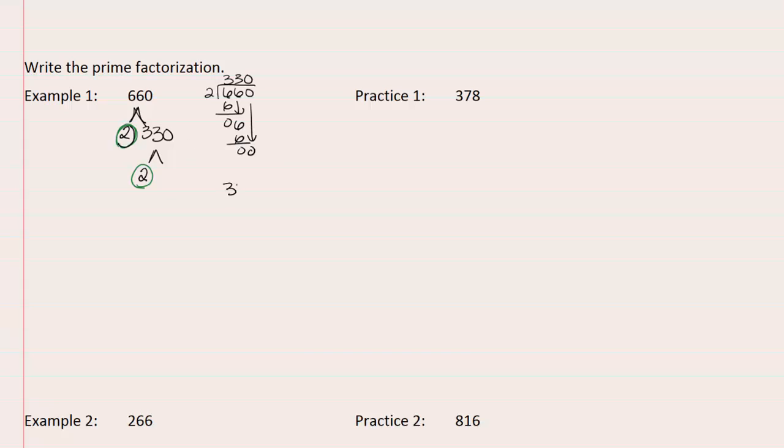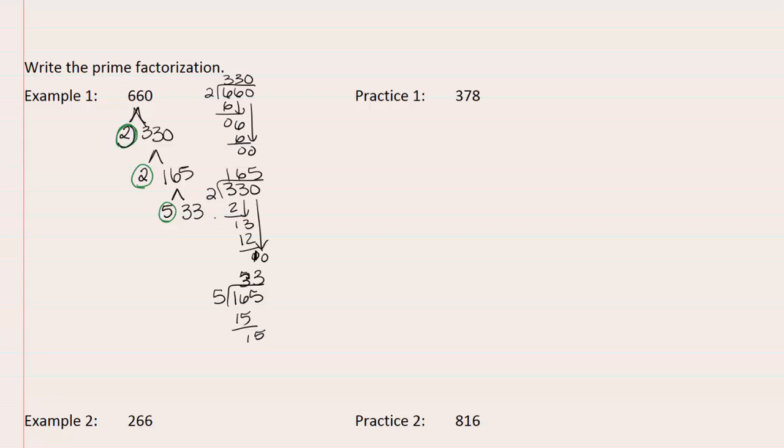So let's try 330 divided by 2. Two goes into 330 165 times. 165. Well, that number ends in a 5, so I know it's divisible by 5. So let's do that. And that's a prime. So 165 divided by 5 is 33.